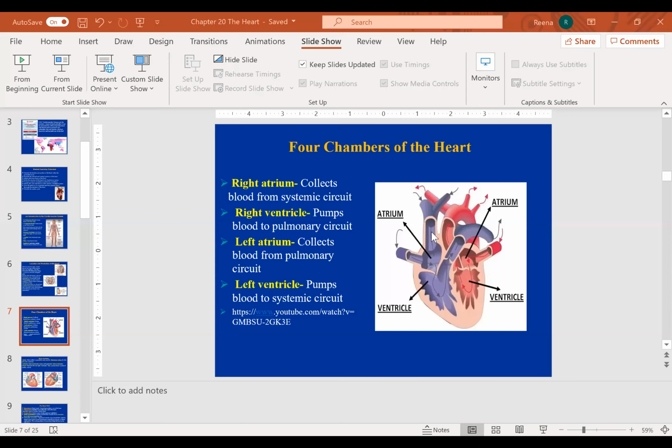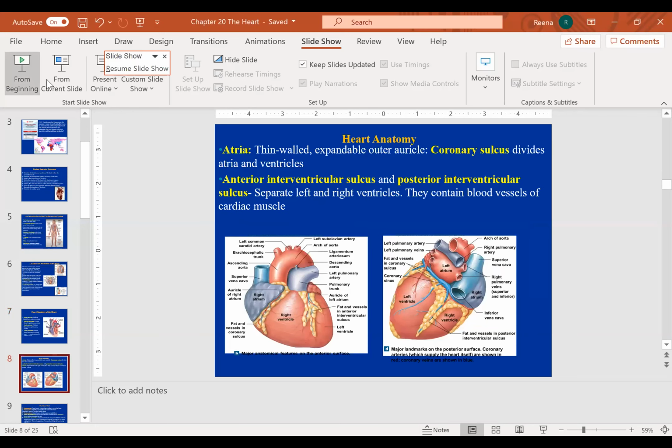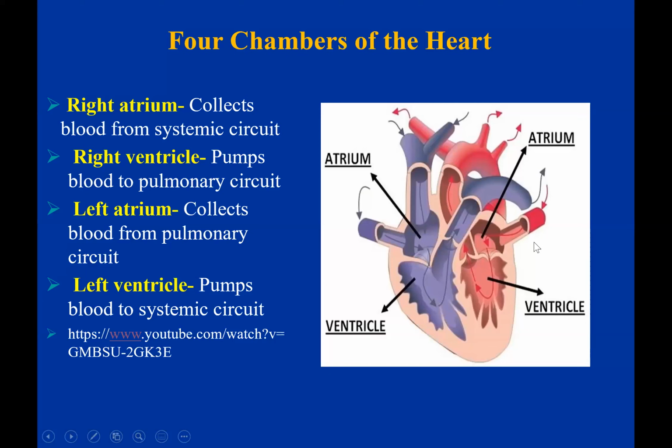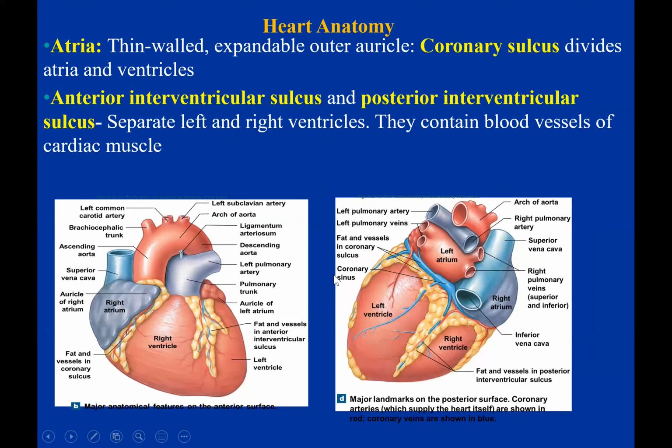All right, that was a very good video. So you can see that the heart has 4 chambers. The atria are much smaller than the ventricles. And we saw a little bit of the anatomy in the video here. So the atrium is thin-walled, and it has an expandable chamber.